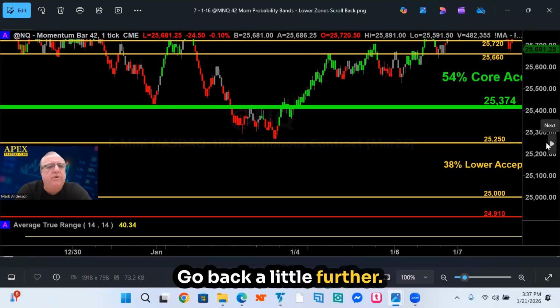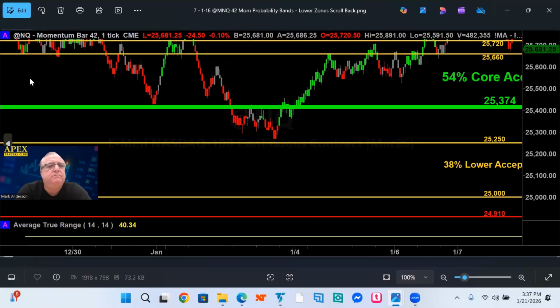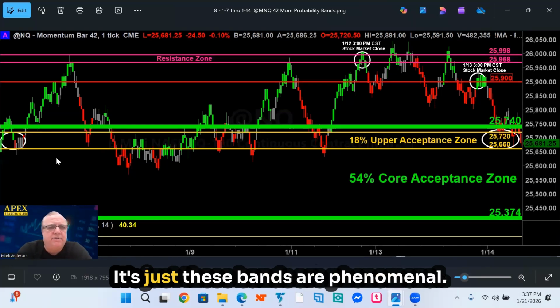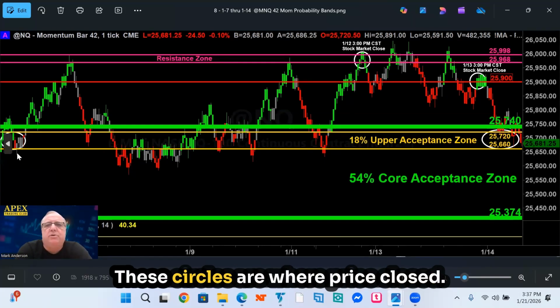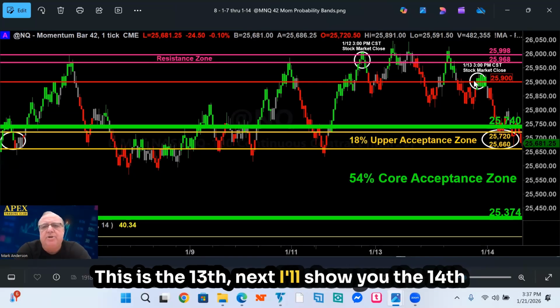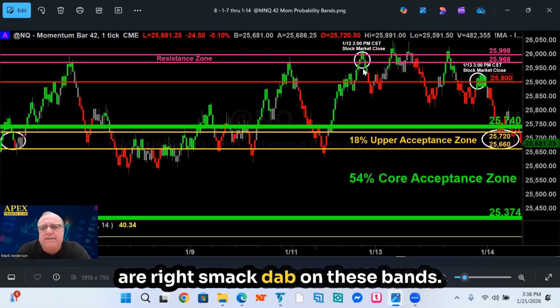Go back a little further. See how it's bouncing, it's gravitating right in between 660 and 720. It's just so much going on here. These bands are phenomenal. These circles are where price closed. This is January 12th close. This is the stock market close at 3 o'clock Central. This is the 13th. Next, I'll show you the 14th and the 15th. You'll see how the closes are right smack dab on these bands.